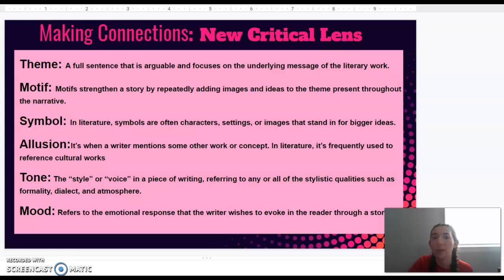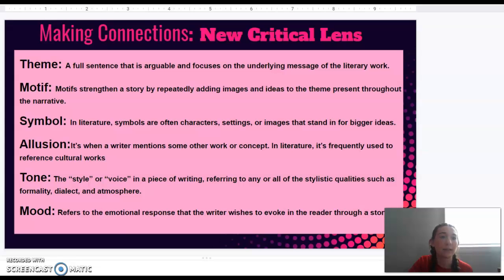So when we're looking at new critical lens, we are really not thinking about how we feel, but more how the author intended for us to feel, how the author feels, the tools used by the author, and the underlying message the author wants to present to their reader.